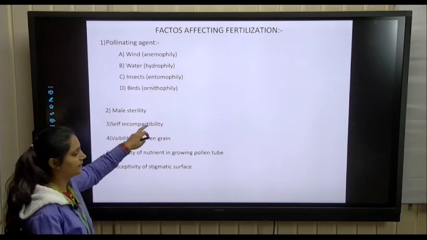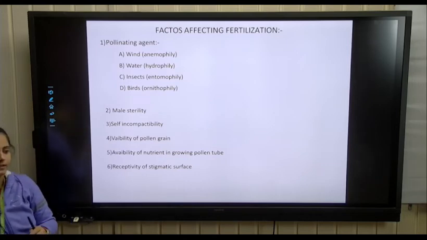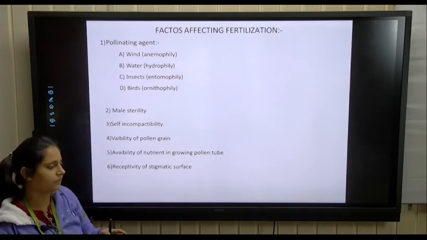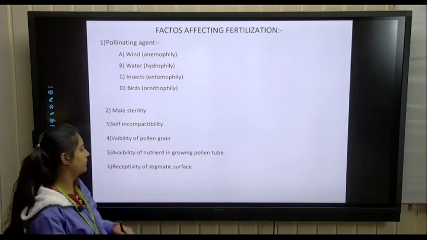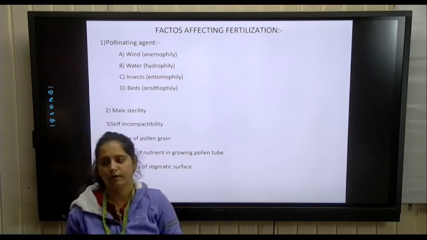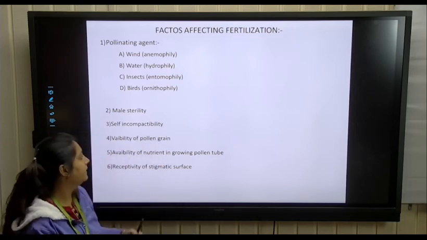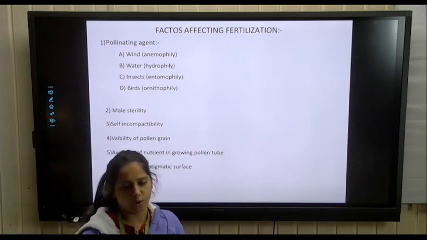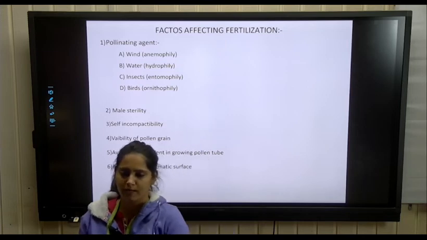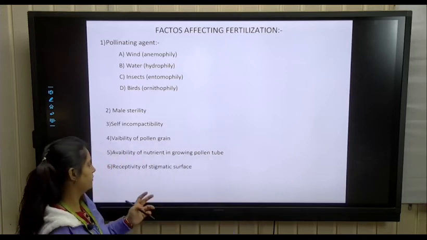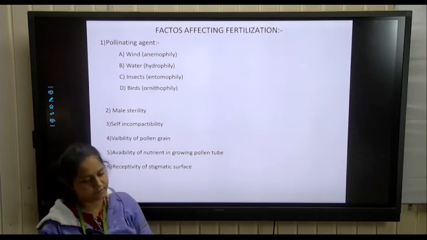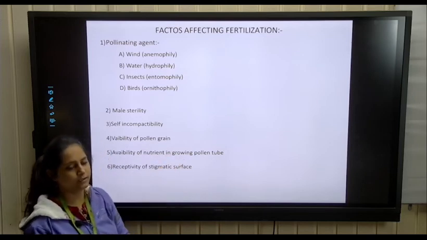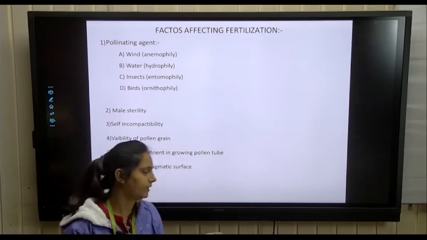Through the insects, through the birds, or through the animals also, they can reach the surface of the stigma. Male sterility. If the male is sterile, means it is not fertile, then if the pollen nuclei reach the surface of the female, fertilization will still not take place because the male is already sterile. Self incompatibility. Male and female should both be compatible with each other, means there should not be any hindrance between the fusion of their chromosomes. If the flower is incompatible, then fusion will not take place.